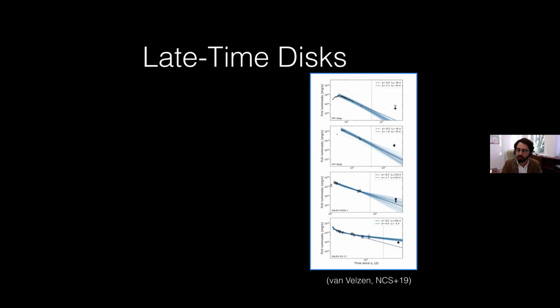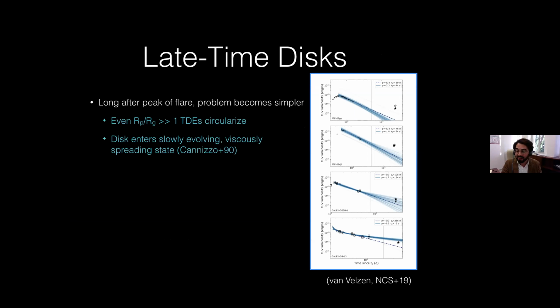I should also mention that another promising frontier for extracting black hole masses from tidal disruption events is going to very late times. So even though there's a lot of uncertainty about the hydrodynamics at early times in TDEs, most theoretical models seem to predict that if you wait long enough, eventually you do circularize these debris streams into something that looks like a classic accretion disk. So if you wait long enough, this disk will enter a slowly evolving, viscously spreading state, which can be modeled fairly well with just a time-dependent 1D hydrodynamics approach.